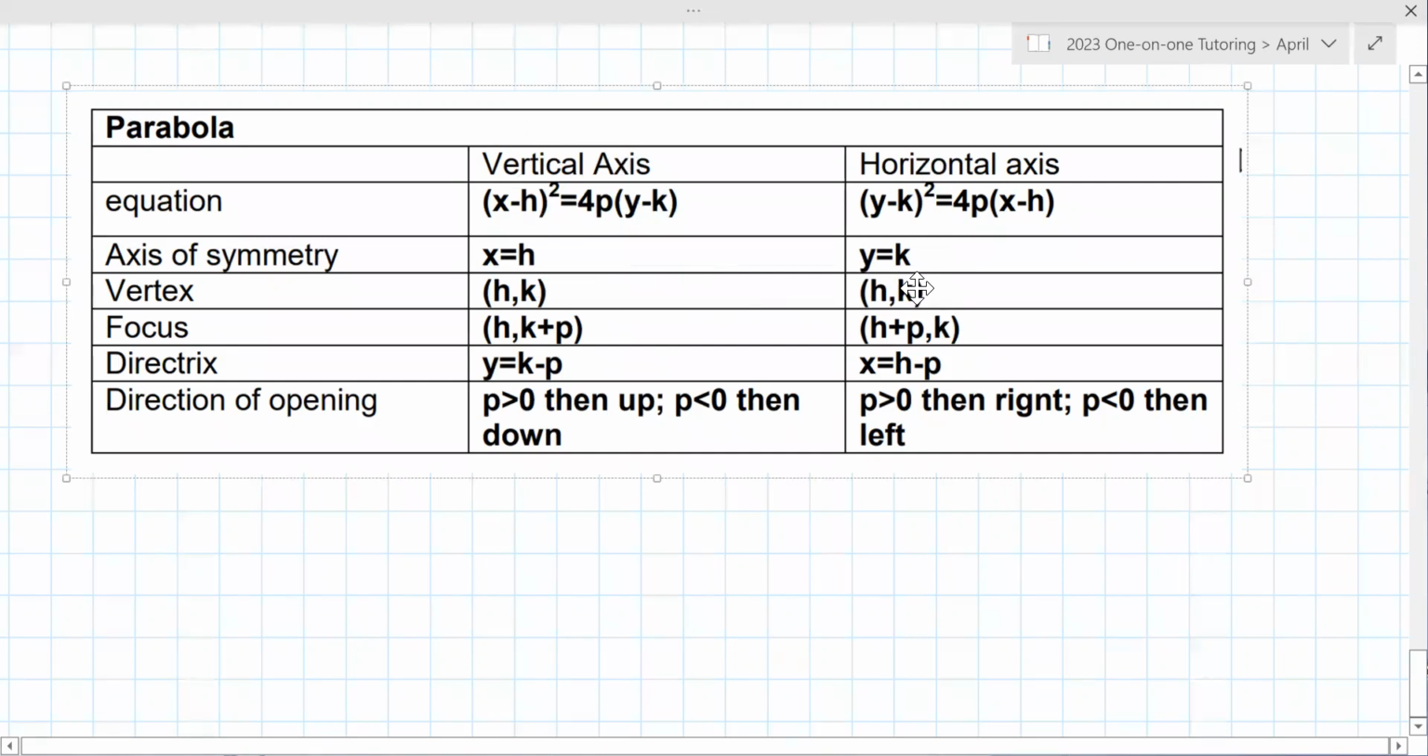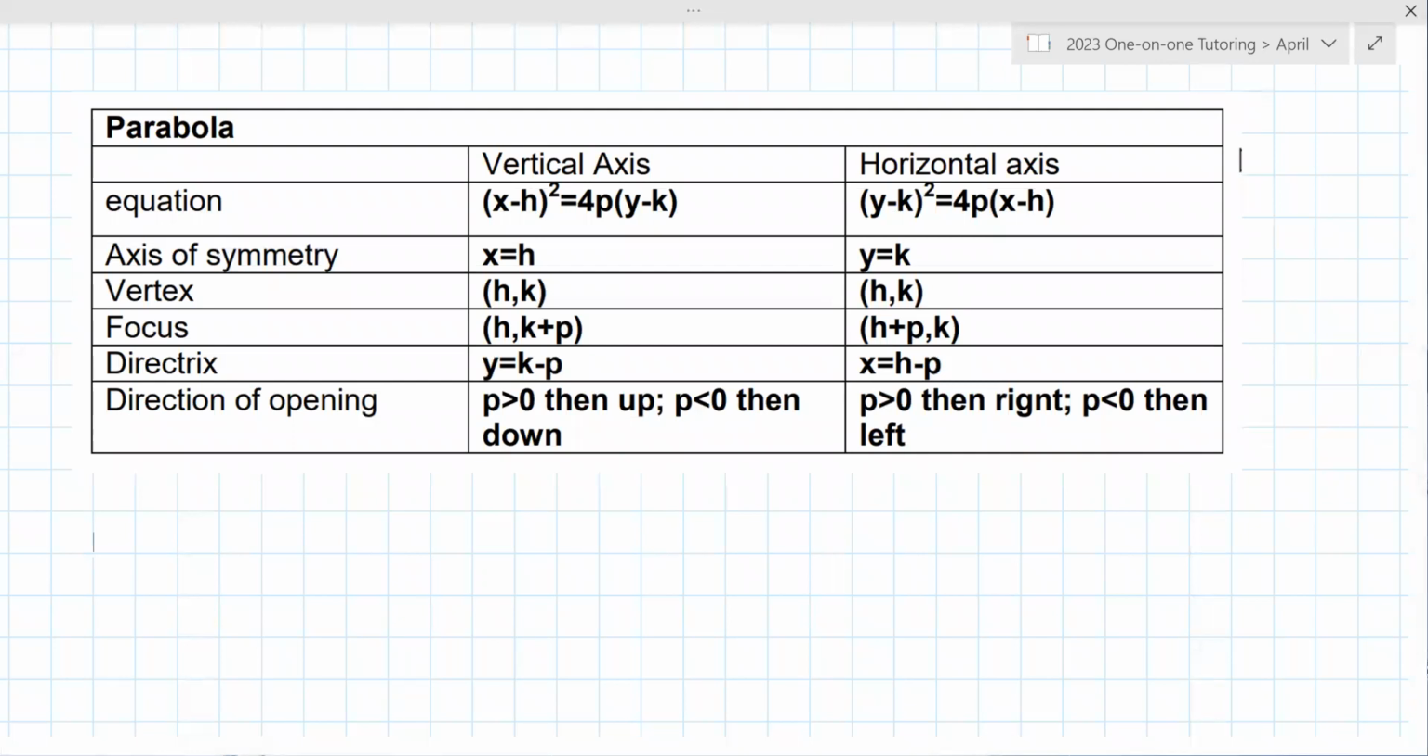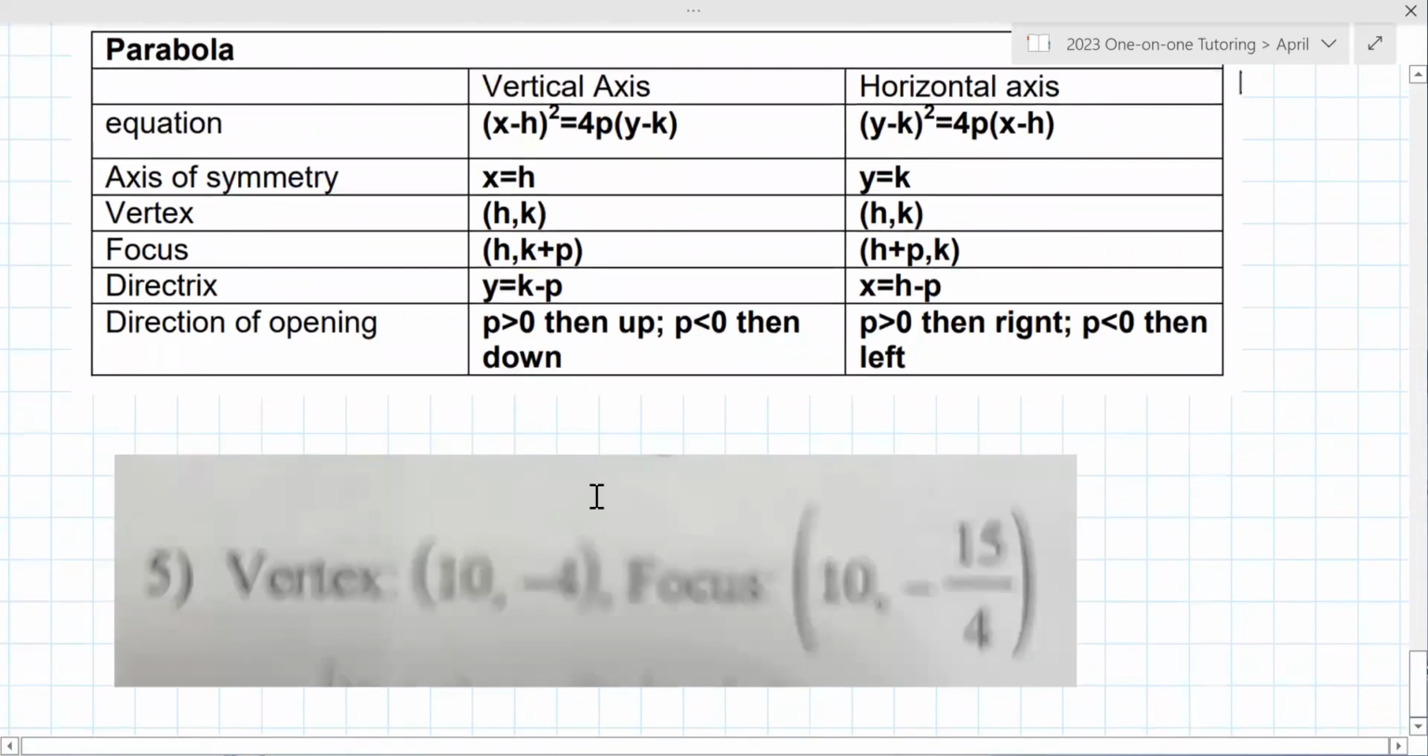That's important here, because in this new problem, you have to decide, is it the same X value or the same Y value? And these have the same X value. You just look at it. There's no math to do. Okay. So that tells you H is 10. You agree with that? Yeah.